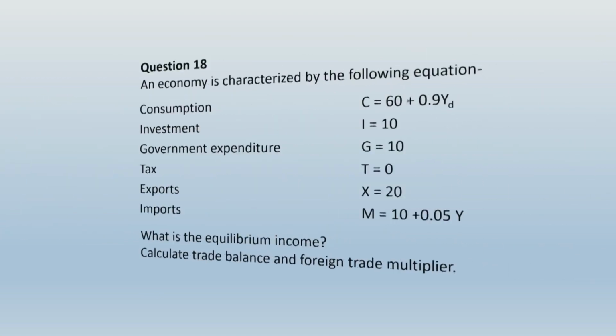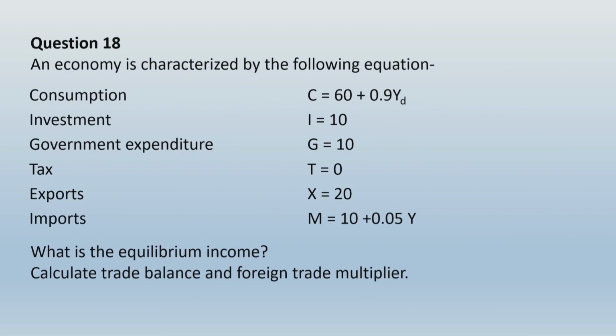Let us move ahead and take up the next question, that will be question number 18. Let us read this question. An economy is characterized by the following equation. Consumption is given as C equals 60 plus 0.9 into YD. Investment is given as I equals 10.